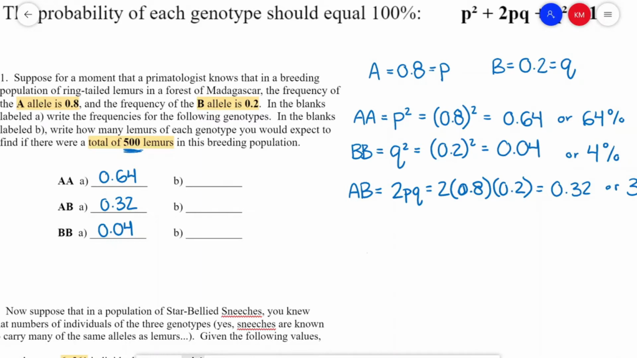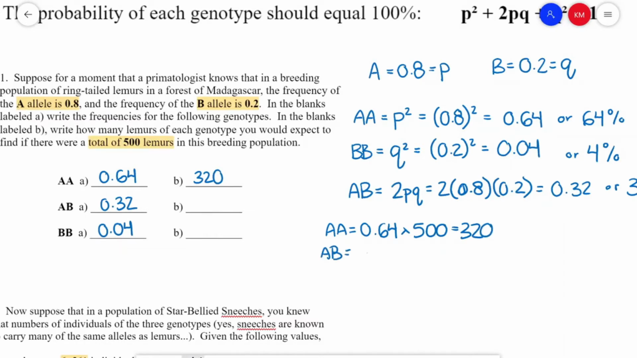So, for the total number of homozygous AA individuals or lemurs in the population, we're going to do 0.64 times 500. So we're going to get 320. Right? And in case you don't know how to do that, again, we're just multiplying 0.64 times 500. It's 320. Then we just do the same for the rest of them.